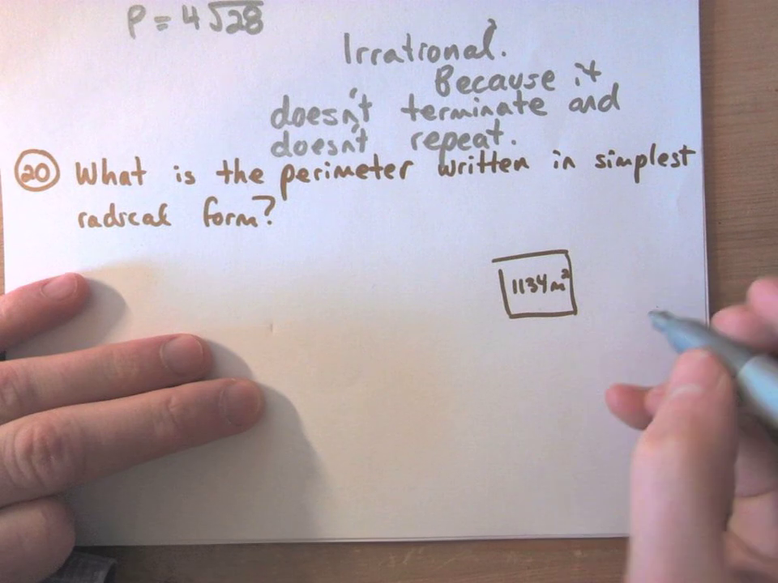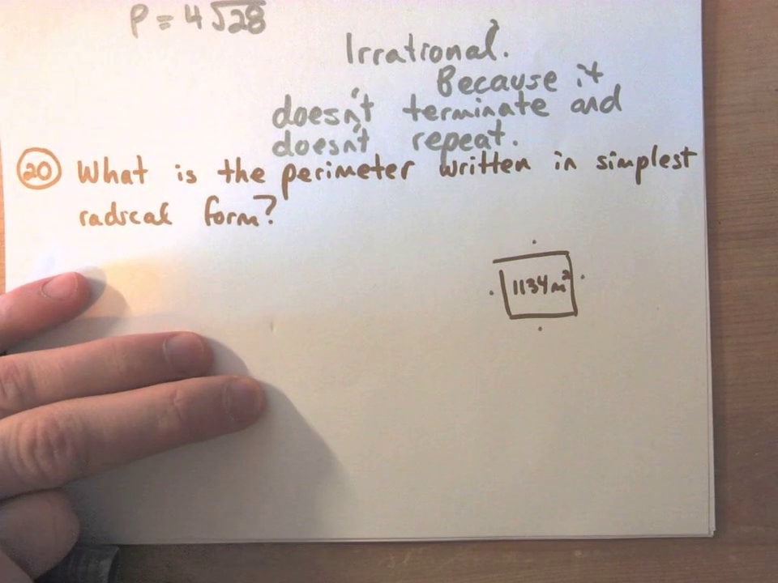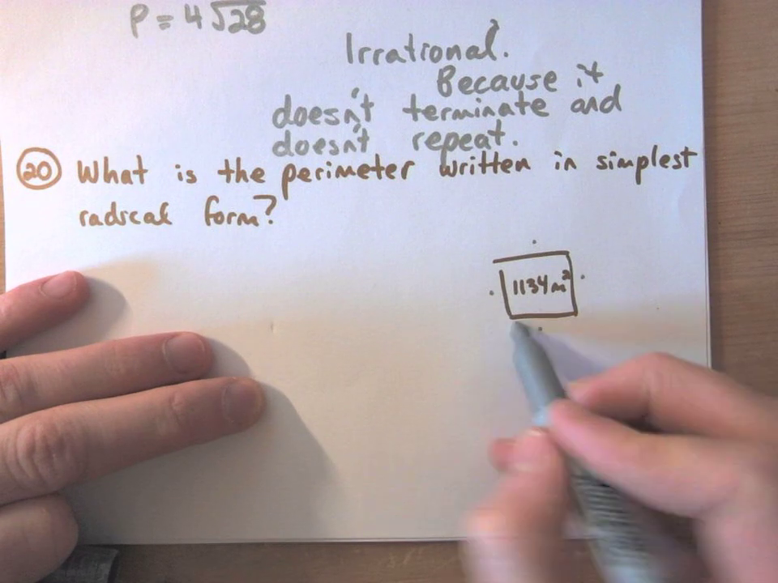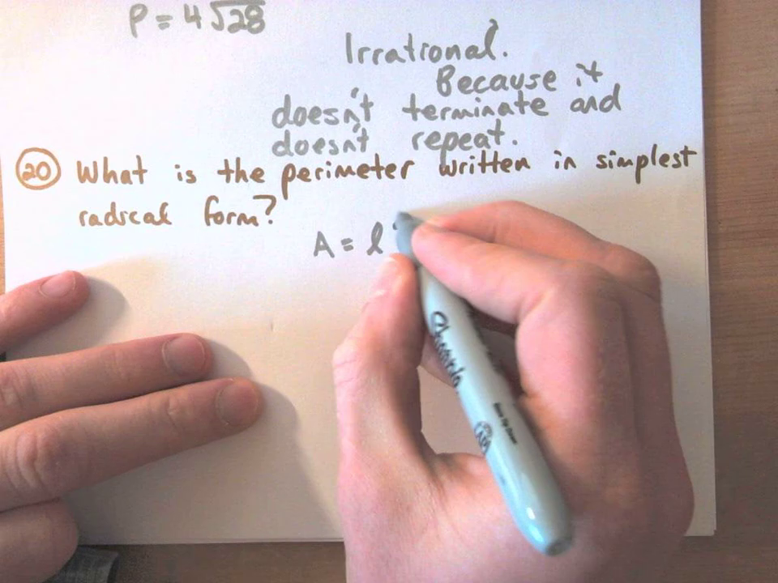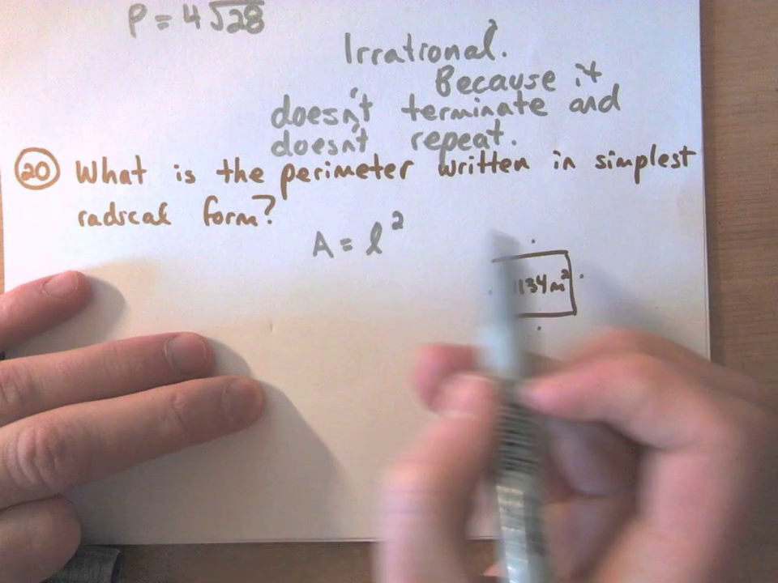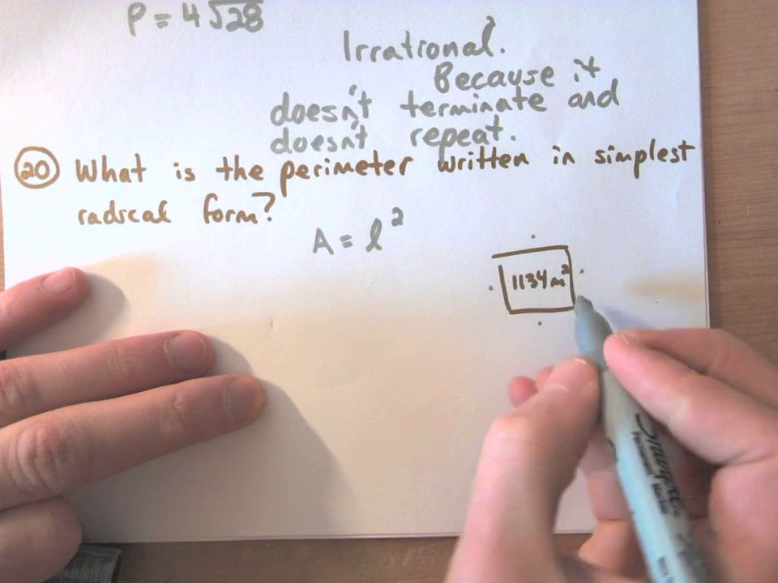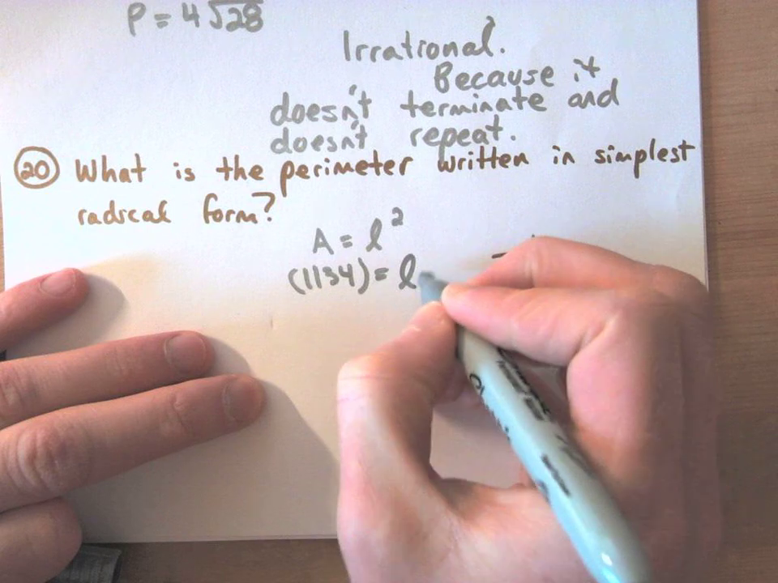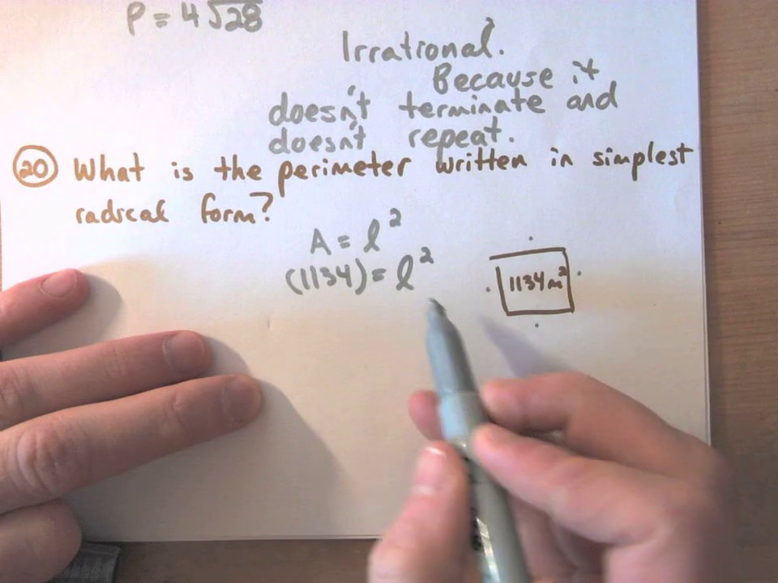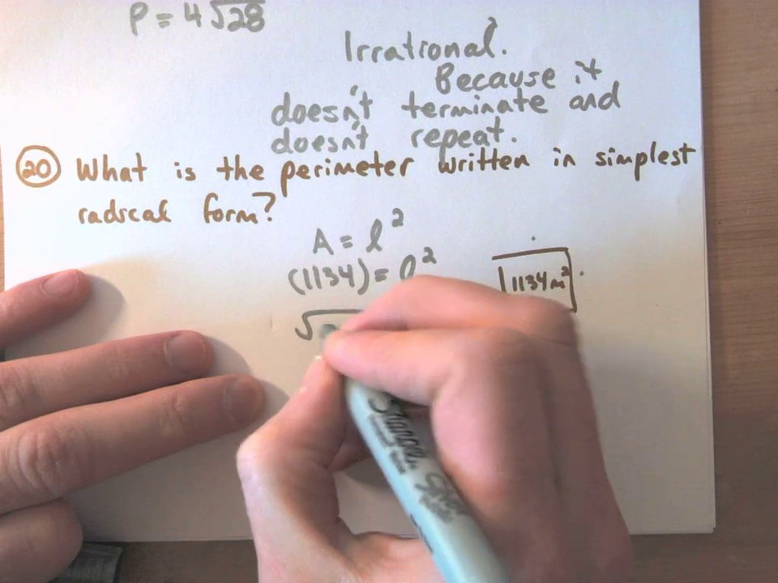So let's just write what we know. We know that perimeter is going to be those 4 side lengths added up. So we need to find out what one of the side lengths is. We know for a square, our equation is just area is equal to 1 side length squared. So we know the area is 1,134, and we get L squared. Now we have to solve for L, or do the opposite of squared, which is square root.